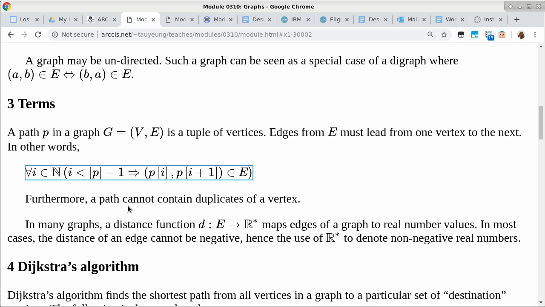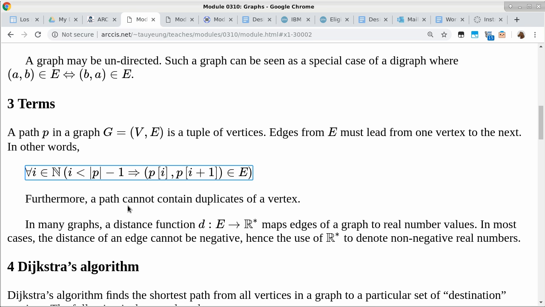It says that i has to be an element of N, and it says here that i has to be less than |P| minus 1. So P is the path that is in question. Okay, P is a path, so P is a tuple of vertices. If i is less than |P| minus 1, which means that i is a valid index into the path, then the following has to be true.